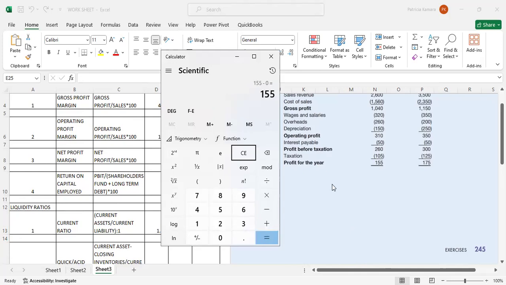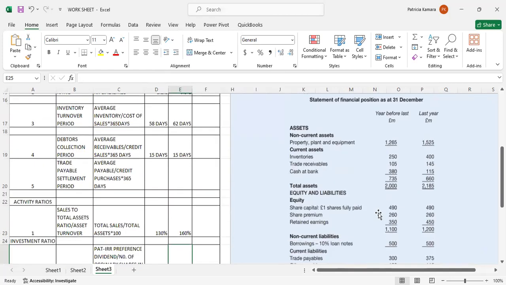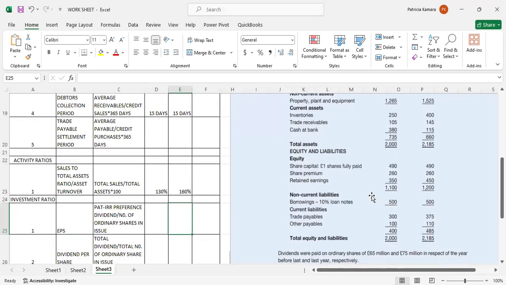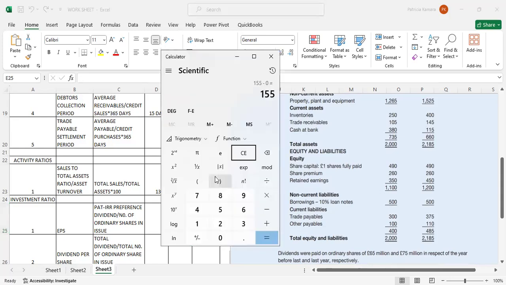Now we are going to look at how many shares are in issue. So we go to our balance sheet. We've been told that each share is worth £1, so it's 490 divided by 1. There are times where it can be 0.5, meaning you have to divide by that. So our total shares in issue is 490. So 155 divided by 490 will give us 0.32.